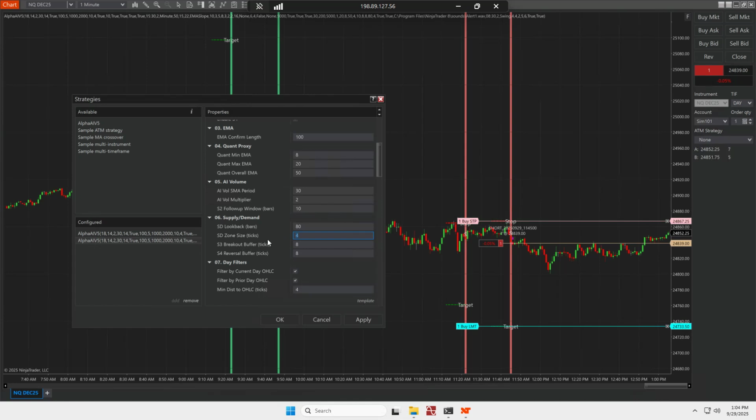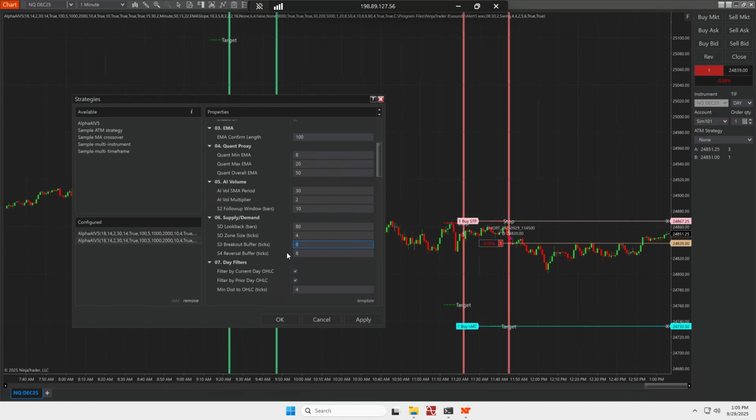S3 breakout buffer. So the buffer is for when we have a breakout and the market actually never touched the supply and demand area, and how many ticks we should look for the breakout to consider it a signal, even if it did not touch it. This is 8. Same for the reversal. If we have an S4 signal, which is the reversal, the market goes up, never touches the area, and gives me a reversal signal in the opposite direction, how many ticks do we have to consider the signal even without touching the area? In this scenario it is 8.